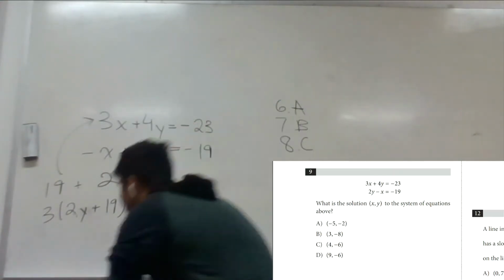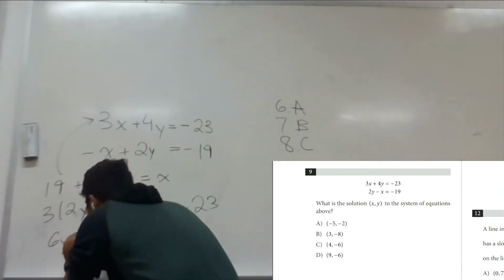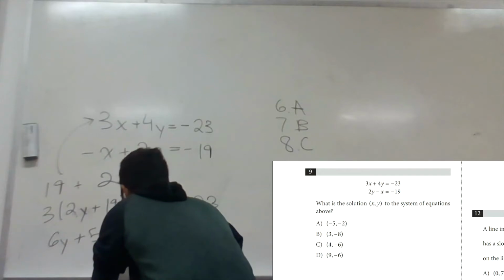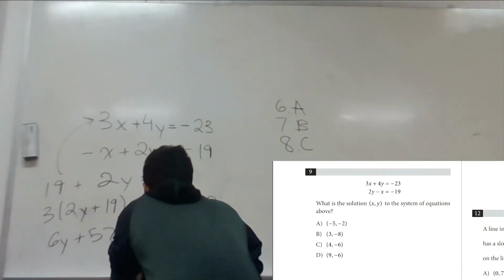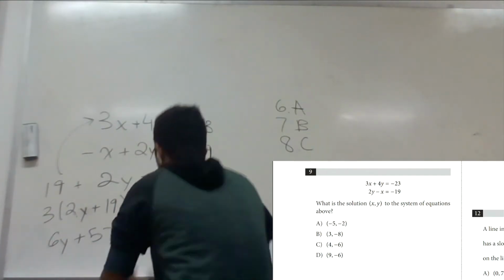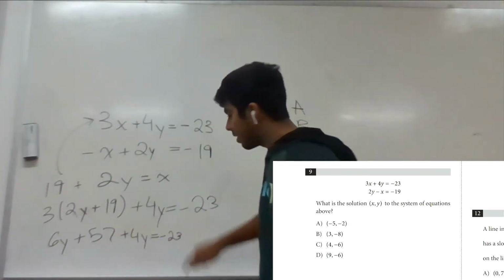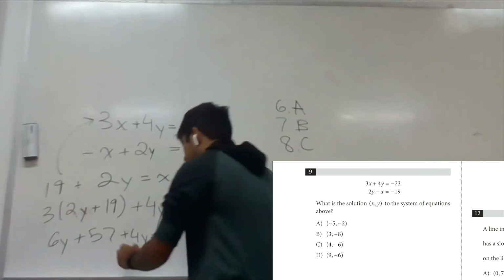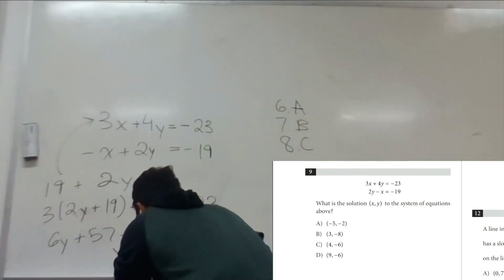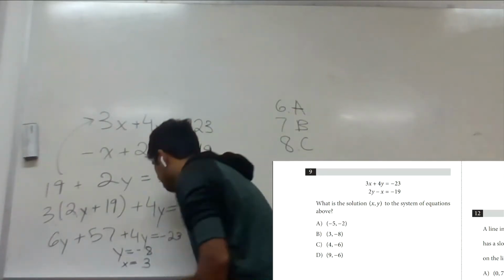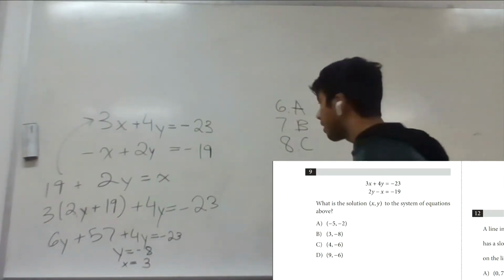Alright, so this is going to give you 6y plus 57 plus 4y equals negative 23. This is going to become 10y. You subtract 57, and it's going to become negative 80. So y equals negative 8. Again, then you can solve and get x is 3. So our answer is 3, negative 8. That is choice B.